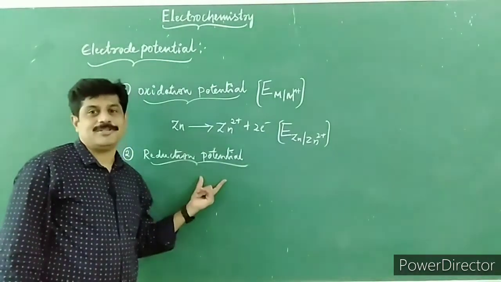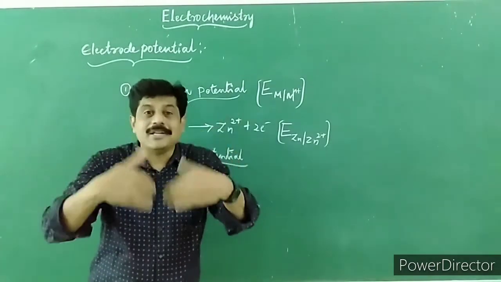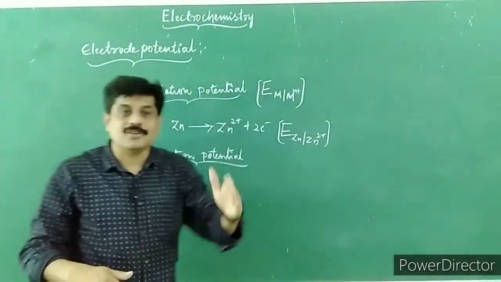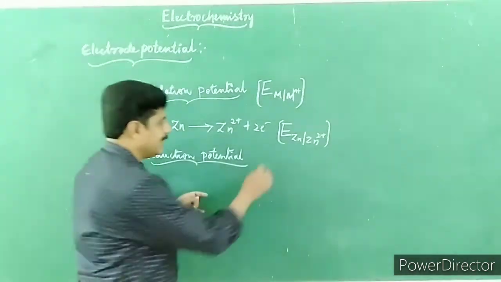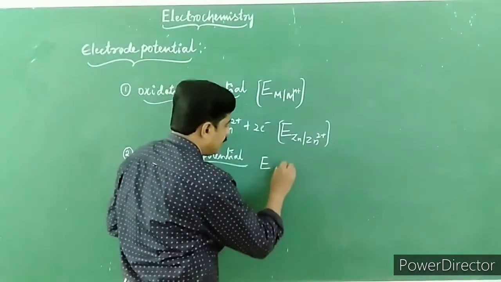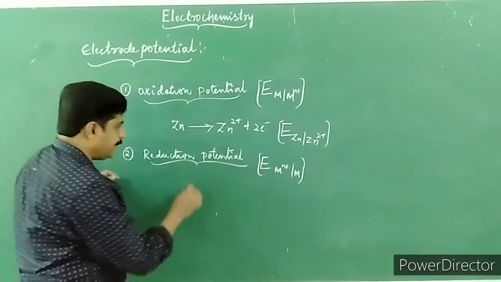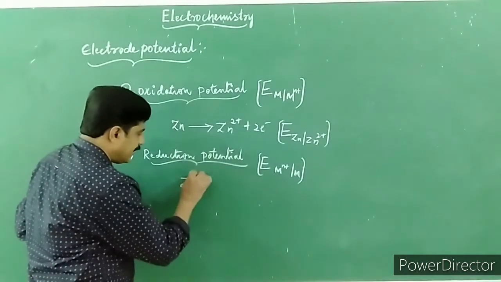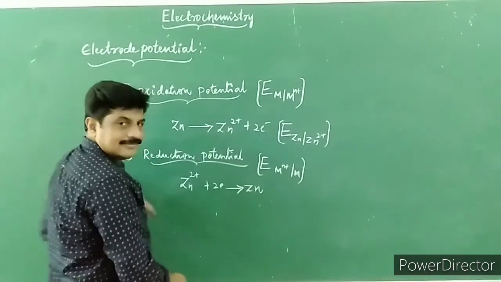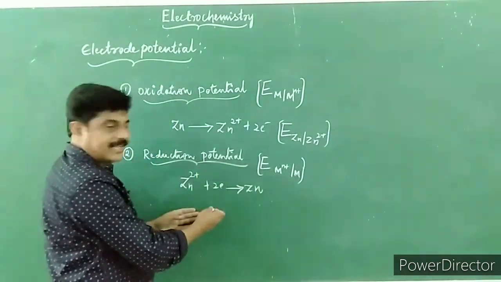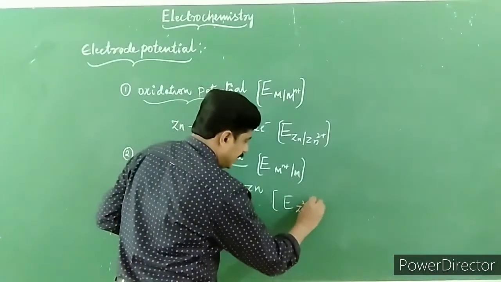Now, what is reduction potential? The tendency of an electrode to gain electrons or get reduced when in contact with the solution of its own ions is called reduction potential and is denoted as Mn+ | M. Now let me quote an example here. Zinc 2+ ions take up 2 electrons to reduce to Zn. Now, reduction potential for this reaction can be denoted as Zn2+ | Zn.